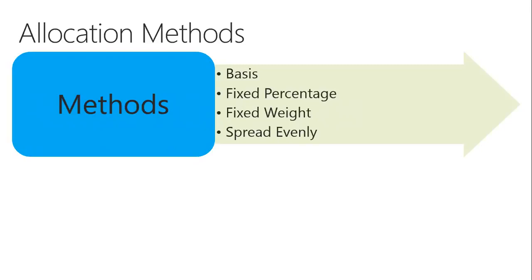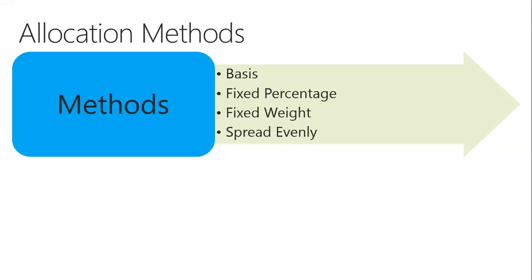Another one is spread evenly. It is easy to understand. If you are using 3 dimensions, it will allocate 33.33% to each dimension. If you have 4, then it will allocate 25%. Or if you have 5 dimensions, then it will allocate 20% to each dimension.